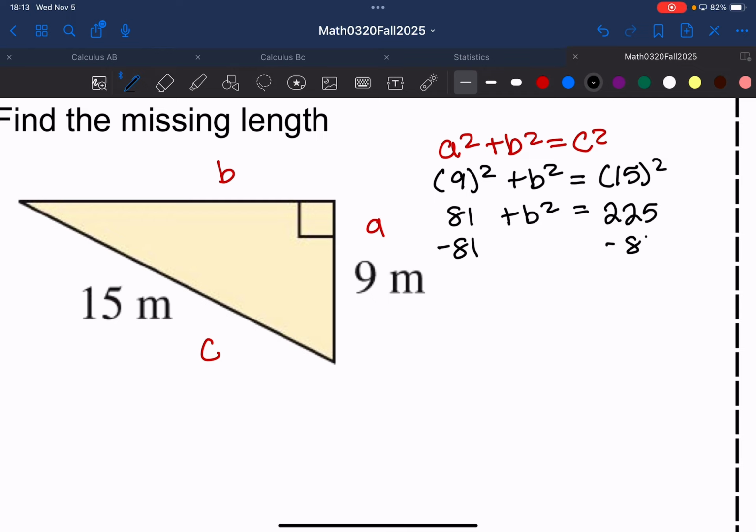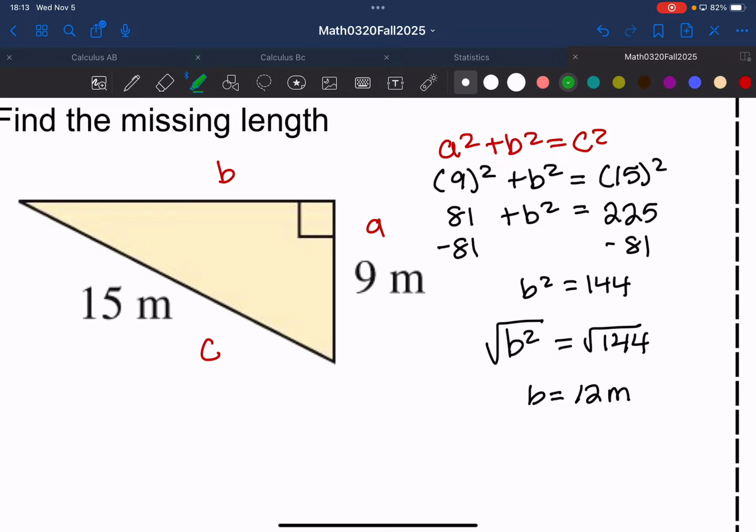And then I want to get B by itself, so what do I do? Minus 81, and I get B squared is equal to 144. And how do I get rid of the square? Square root, so I take the square root of both sides, and I get B is equal to 12 m. What is m? Meters. 12 meters. Okay, and if this wasn't an application problem, technically B would be equal to what? Plus or minus 12. Plus or minus 12. Okay.